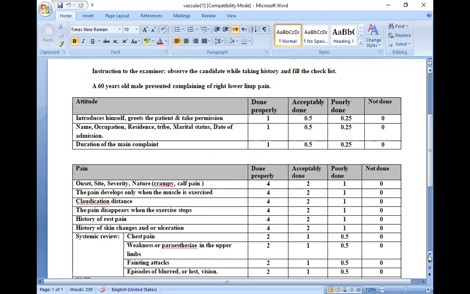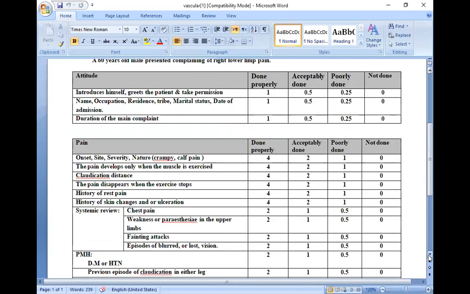History of rest pain is very important, because history of rest pain in a patient with intermittent claudication indicates acute on chronic limb ischemia, as you know. History of skin changes and ulceration indicates that the ischemia is occurring. Then you come to the systemic review. Chest pain. What's the importance of chest pain in a patient with ischemia?